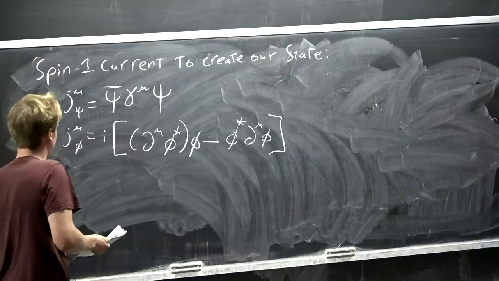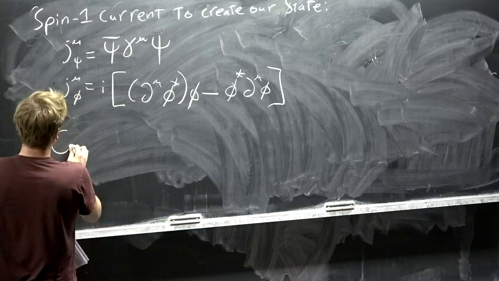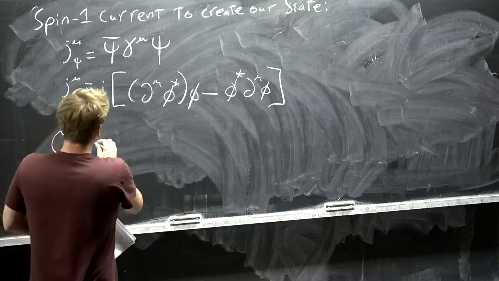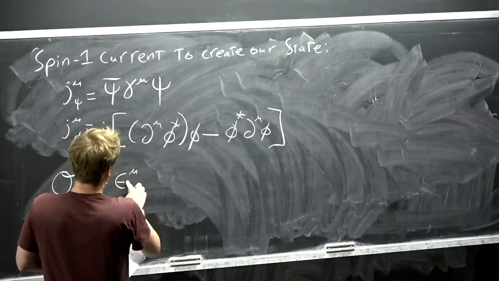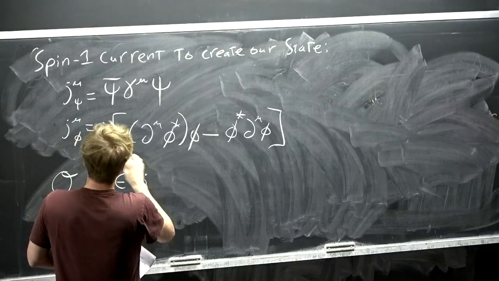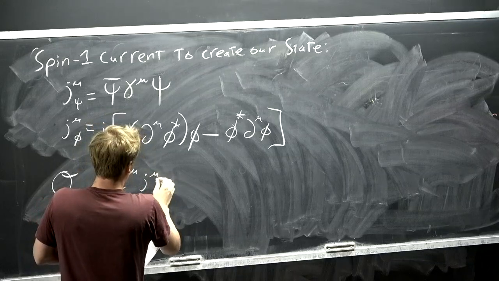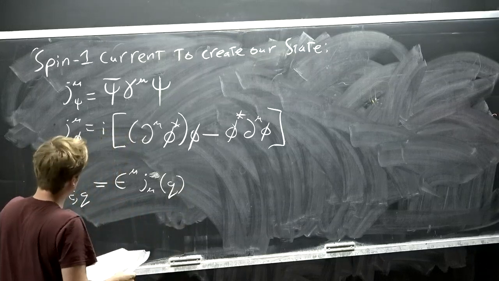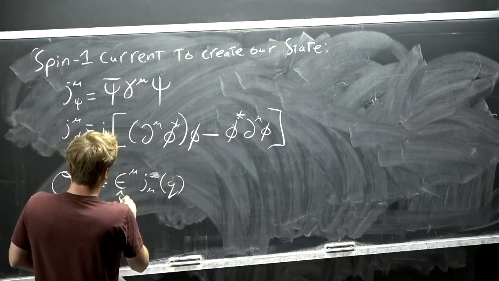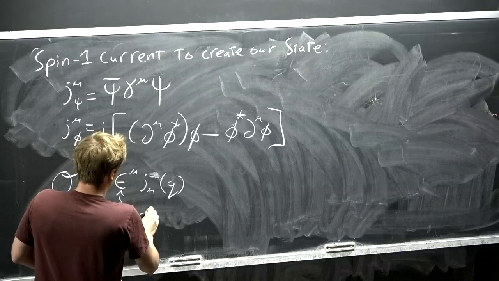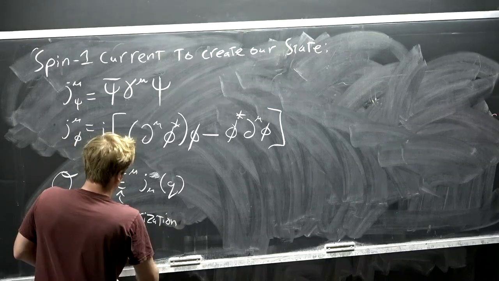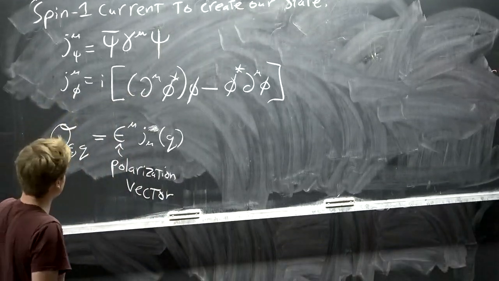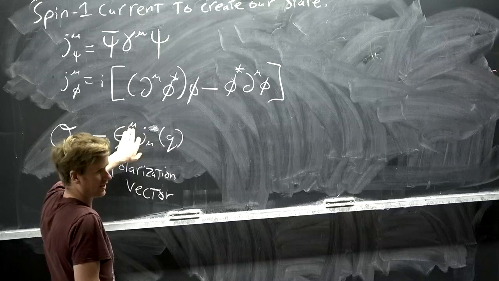I want to take my initial state to be created with some operator, which I'll call O, with epsilon and Q, which you can just view as some particular polarization vector, which you can choose, dotted into one of these currents. I'll Fourier transform it to give it some momentum. This is just a polarization vector like this.